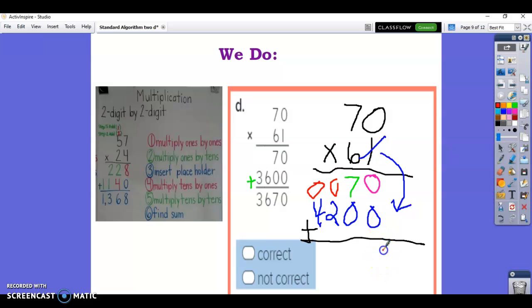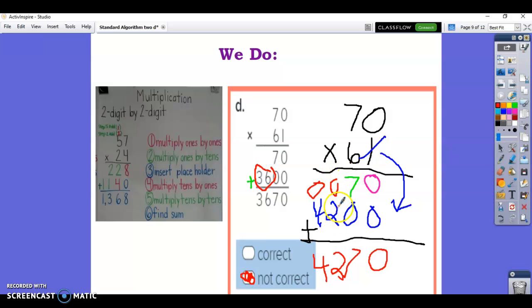0 plus 0 is a 0. 7 plus 0 is a 7. 0 plus 2 is a 2. And 4 plus 0 is a 4. Oh, and whoever did this one is wrong. Is not correct. If I look, I have 70, 70.